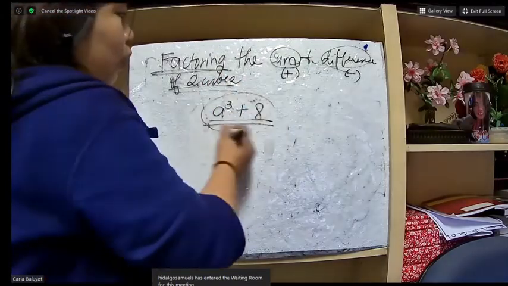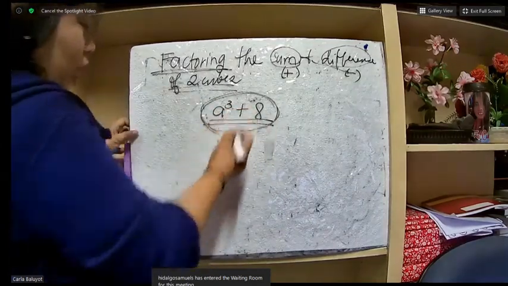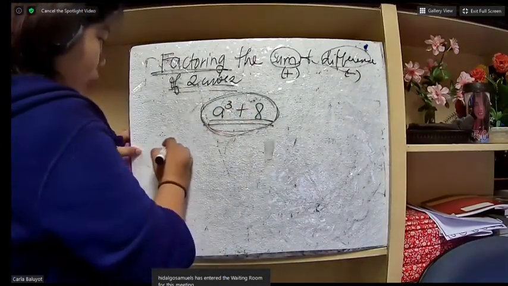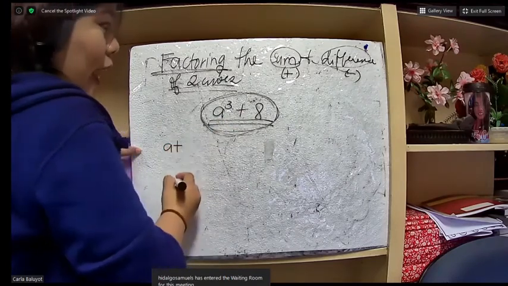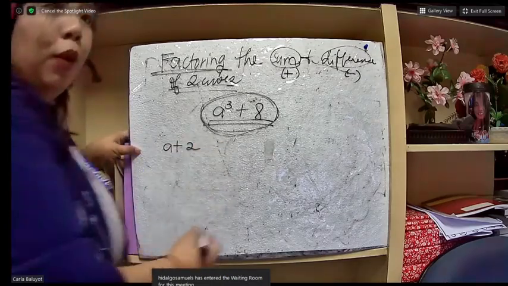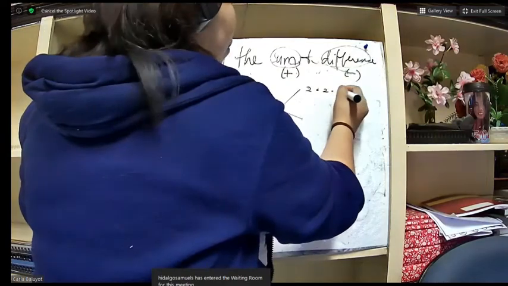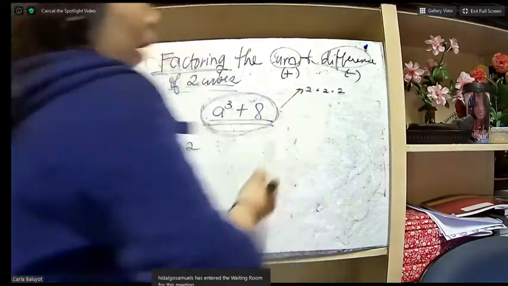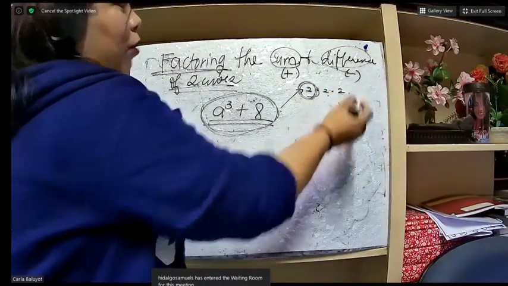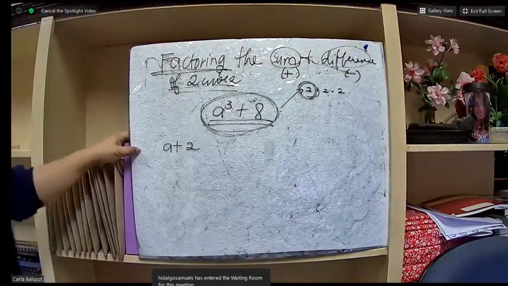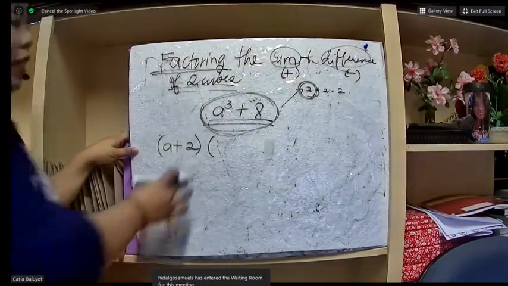First, we're going to get the cube root of this one. What is the cube root of a cube? A. What is the cube root of 8? 2. Ibig sabihin po nun, 2 times 2 times 2, yun yung cube niya, di ba? Kaya 2. 2 times 2, 4 times 2, 8. Okay? Next.